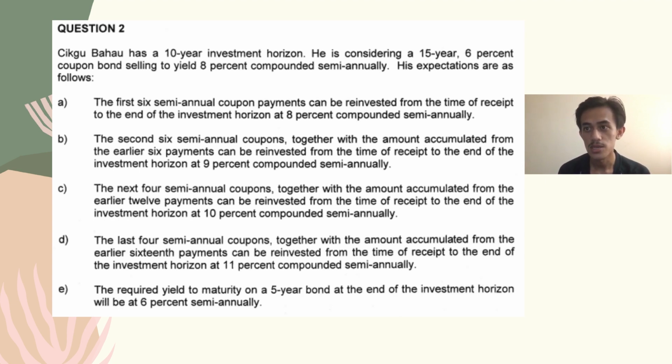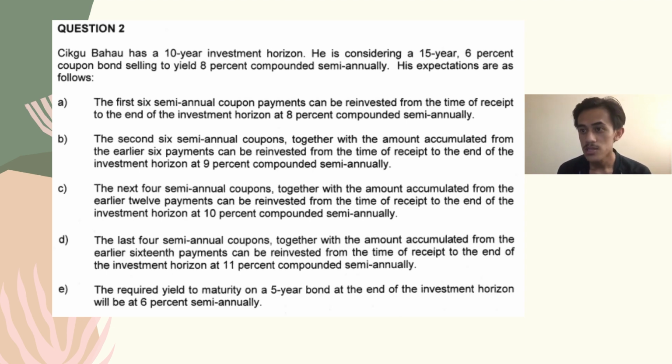The first 6 semi-annual coupon payments can be reinvested from the time of receipt to the end of the investment horizon at 8% compound semi-annually. The second 6 semi-annual coupons, together with the amount accumulated from the earlier 6 payments, can be reinvested from the time of receipt to the end of the investment horizon at 9% compound semi-annually.